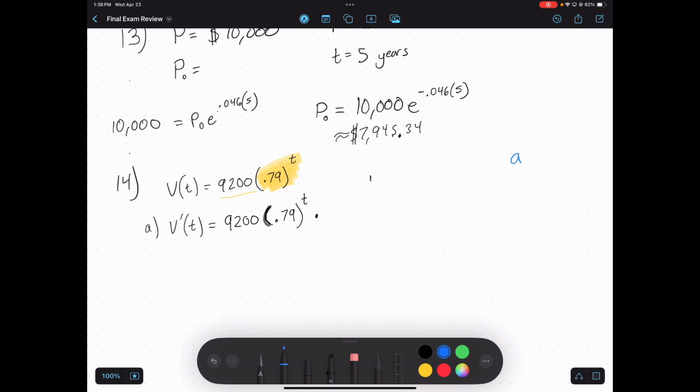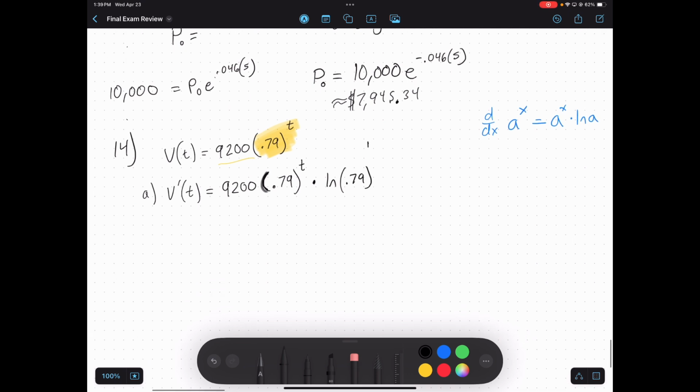If I have a to the x and I want to find the derivative, multiply it by a natural log. Yeah, that's exactly right. You keep it the same and then multiply it by natural log of whatever the base is. So natural log of a. So in our case, I've already kept the 0.79 raised to the t power. I'm going to multiply it by natural log of 0.79. Very nice. And there's my derivative.